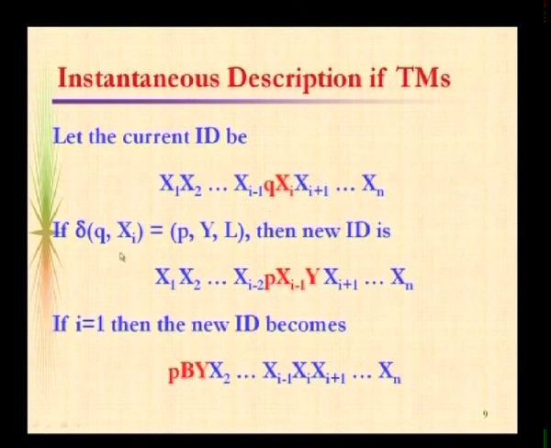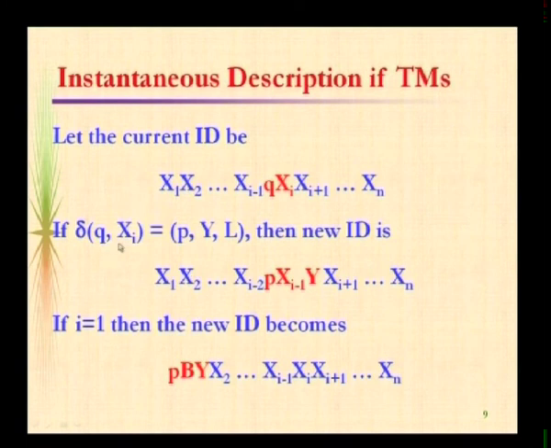Now let us see how this configuration, or this current instantaneous description, changes with respect to the various transitions. We are taking one transition function, delta of q comma x i, which has two inputs, one is q, the current state, and the other is the current tape symbol. So, the current state is q and the current tape symbol is x i. The output is p comma y comma L. The meaning is we are jumping to a new state called p, and the replacement given for x i is y, and after replacing x i by y, you move one cell towards the left. So, that is the meaning of this particular transition.